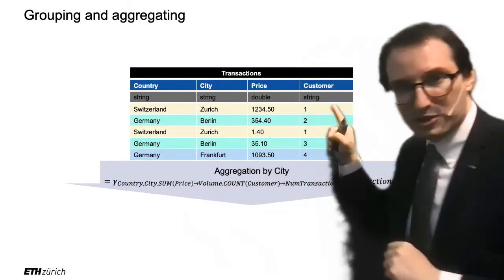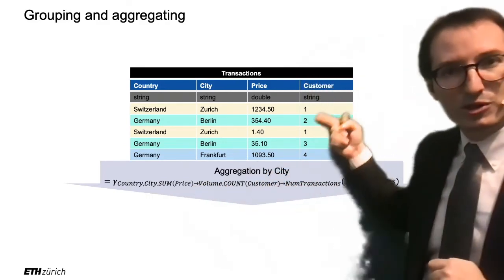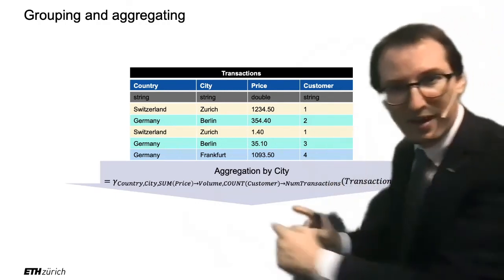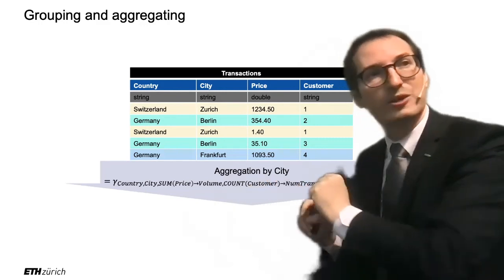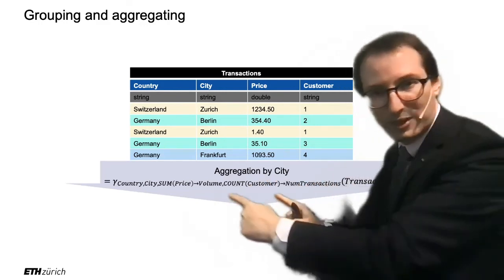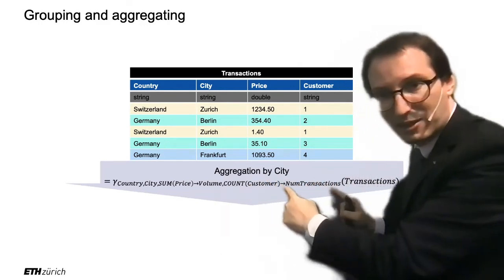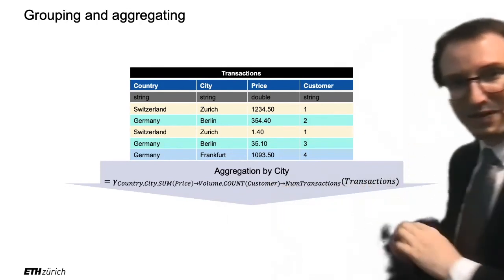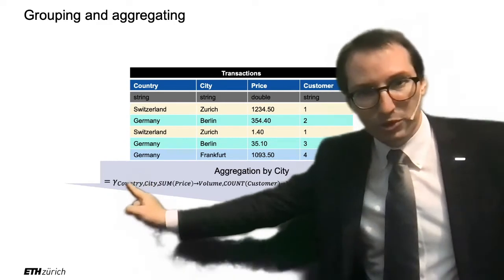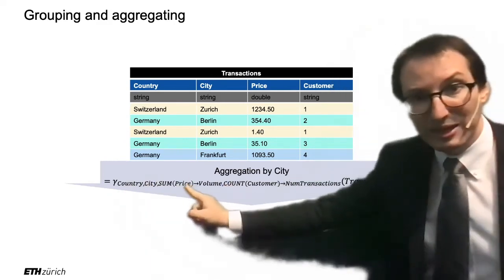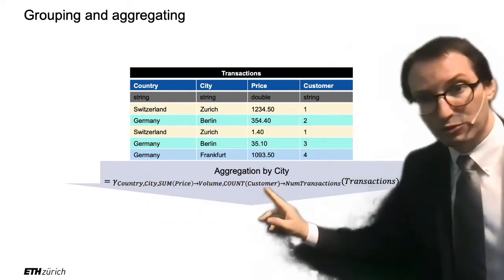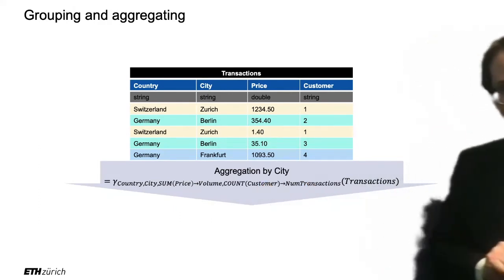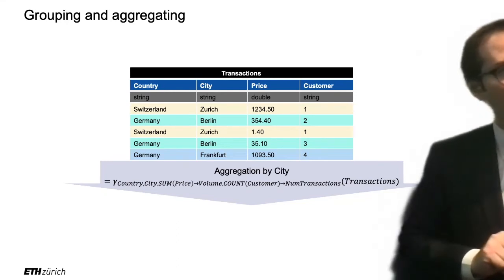Then for the customers, maybe I want to count them. Maybe this is just some customer ID, so it's an identification number for the customers. And I just want to count how many customers there are in every group. So I use the count function, and I put that in a new column called num transactions. All right. So I repeat, I group on country and city, and I aggregate the price into a new column volume, and I aggregate the customer in a new column transactions. What do we get? A table with how many rows?